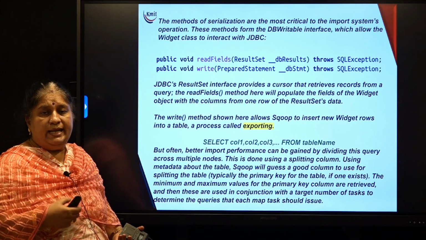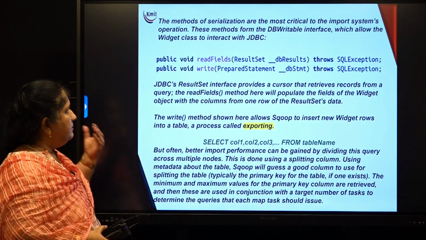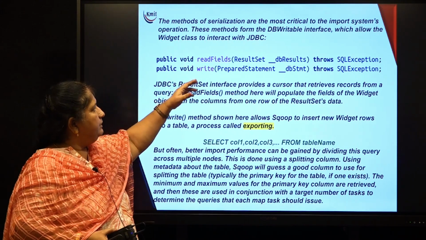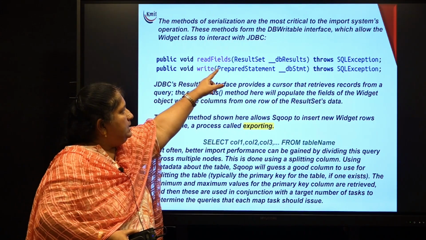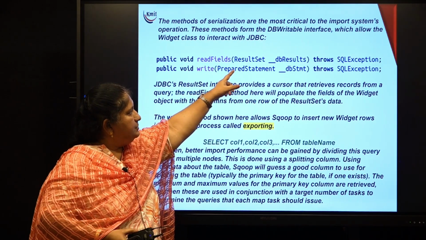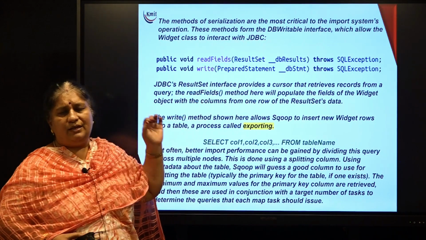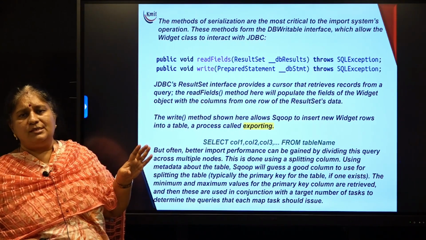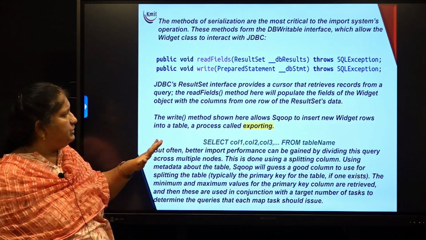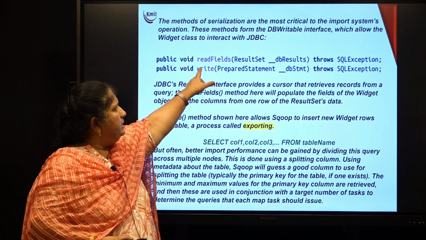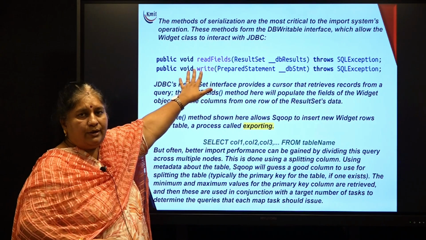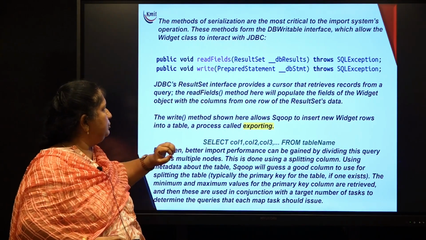Similarly, it automatically takes care of serialization. What are the methods it uses for serialization? From the DB writable object, it will use readFields. What is the data parameter we are trying to send? ResultSet. Because we are working with JDBC, it uses the same objects like PreparedStatement, ResultSet, and all these objects. So it will work with the readFields method, and also the write method. I will talk about what exactly the write method is trying to do.